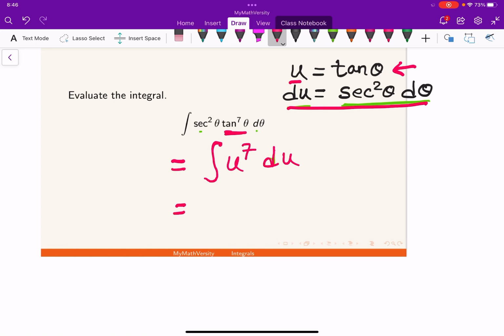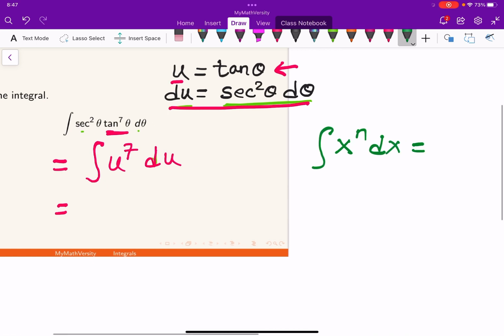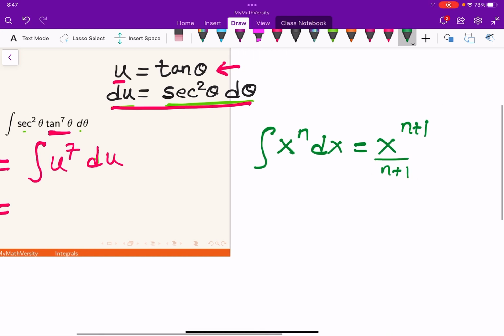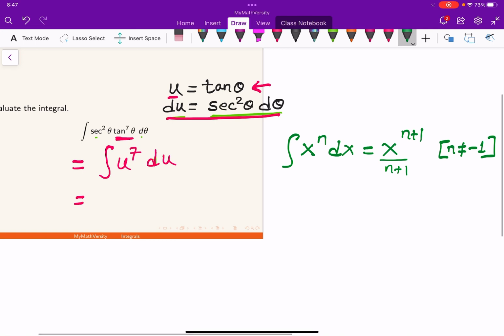Now we have u to the power 7, and as we know, the power rule of the antiderivative is this: if we have x to the power n, the antiderivative can be written as x to the power n plus 1, multiplied by the reciprocal of that, or divided by n plus 1, however we want to say it. This formula works for every power except negative 1. Here our power is 7, so we can use that rule to find the antiderivative of u to the power 7.